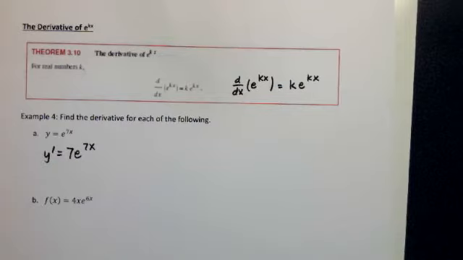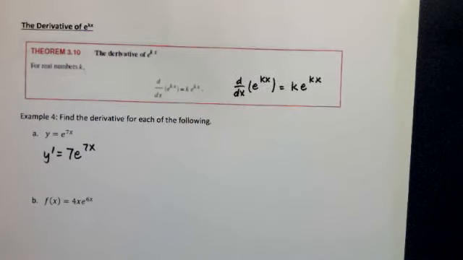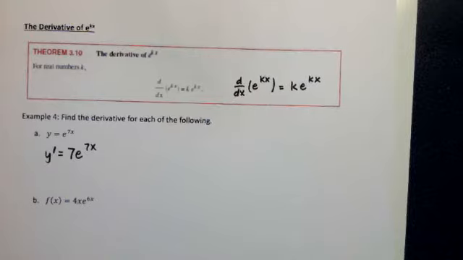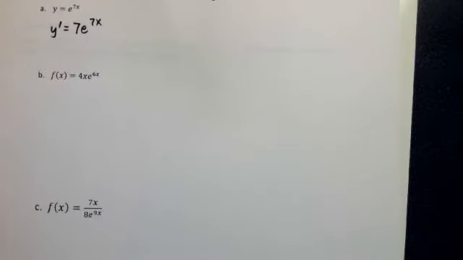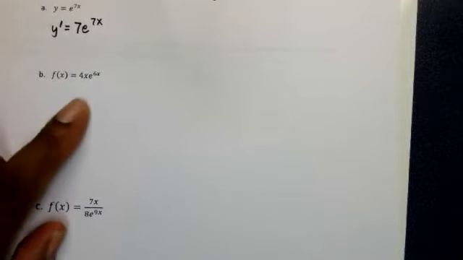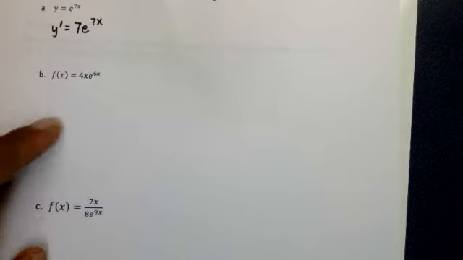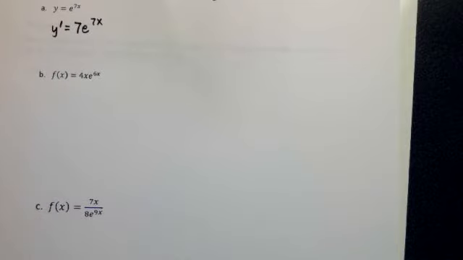Okay. So pretty much I started off part A with an easy one, showing you how that theorem is applied to take the derivative of an exponential function. Part B. Say we got f of x is equal to 4x times e to the 6x. This time, we got 4x multiplied by e to the 6x. That means we need to use the product rule.